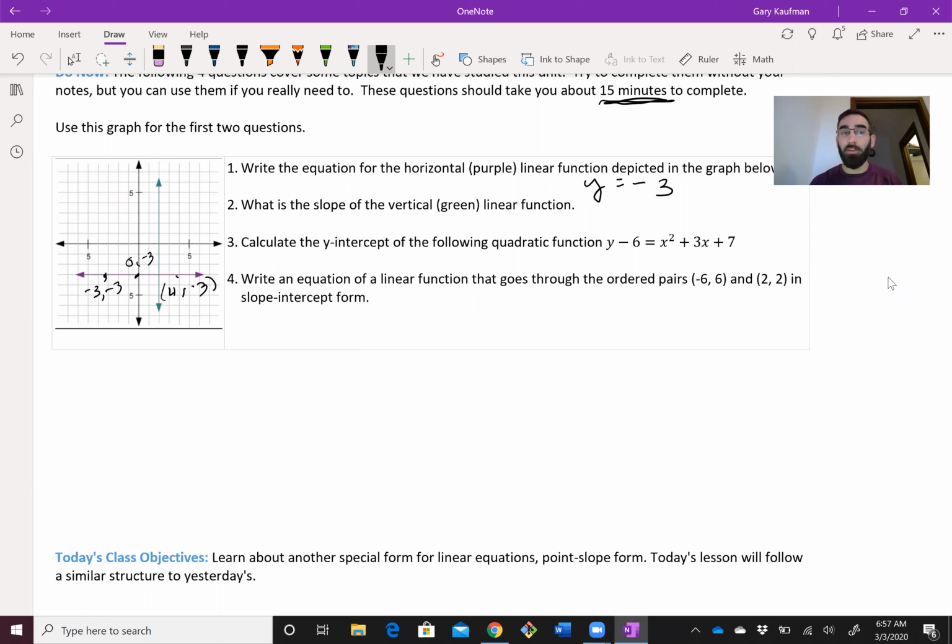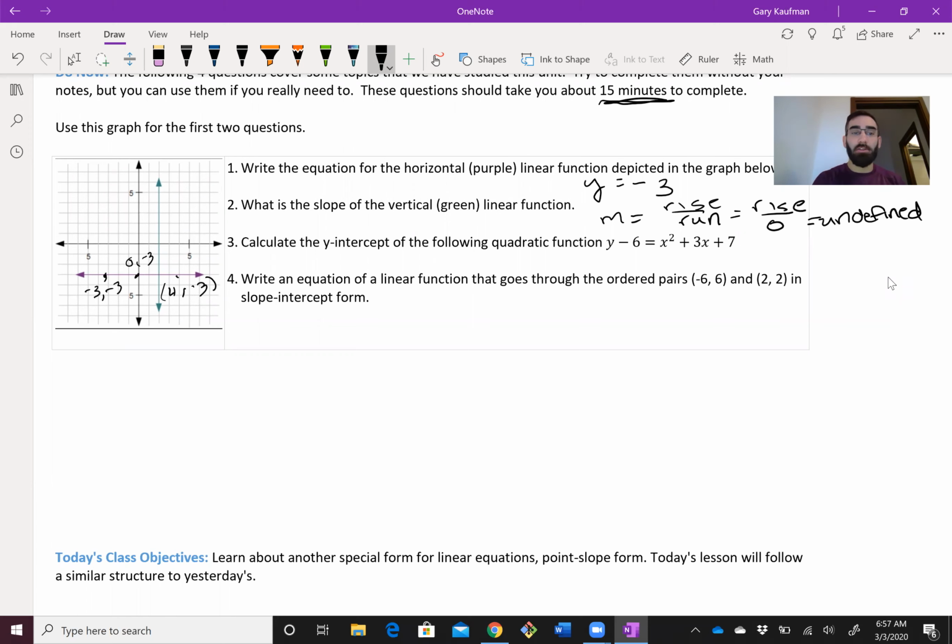Now the slope of the vertical line, well, we think about slope as rise over run, but this question has no run. That's 0, which means undefined.